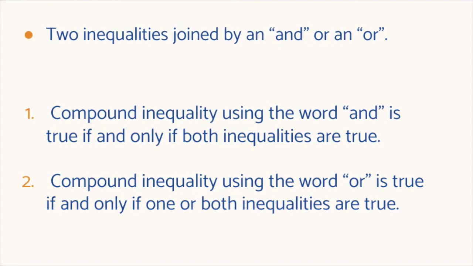Compound inequalities means two inequalities joined by an "and" or an "or". And with this comes two facts. Compound inequalities using the word "and" are true only if both inequalities are true. Compound inequalities using the word "or" are true if one or both inequalities are true.